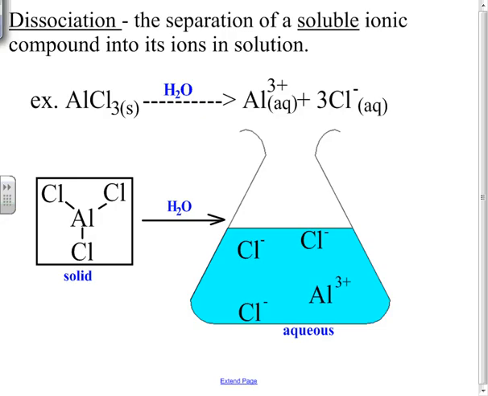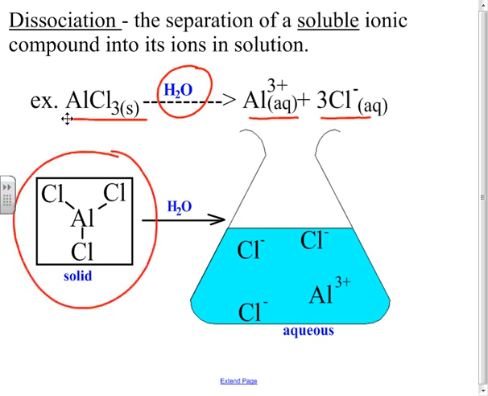The first thing to understand is that ionic compounds will dissociate in solution, and a dissociation is the separation of a soluble ionic compound into its ions in solution. For example, if we take solid aluminum chloride, a soluble ionic compound, and put it in water, it will dissociate into the ions that compose it, an aluminum ion and 3 chloride ions. Visually, it might look something like this.